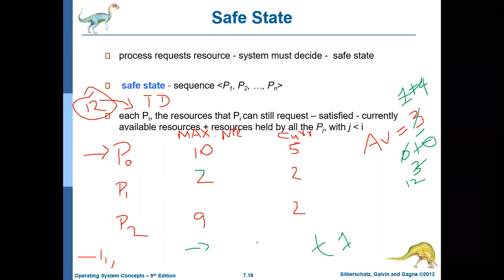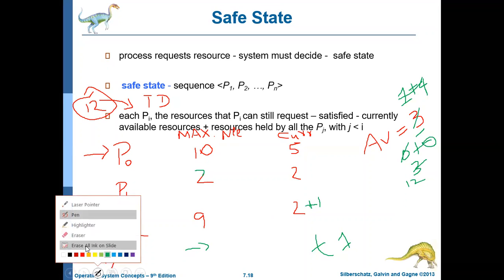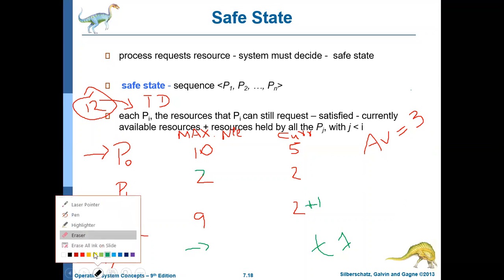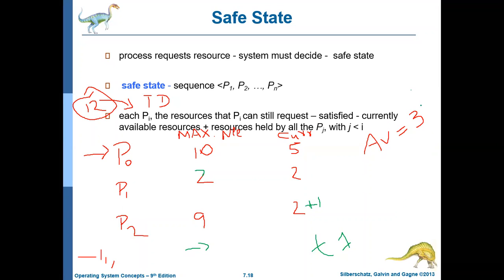And assume that the operating system has given that tape drive to P2. So P2 got 3 tape drives. And what will be the available tape drives now? Initially the available tape drives were 3, and out of that 3, one is given to P2 now. So now the available tape drives is only 2, right?